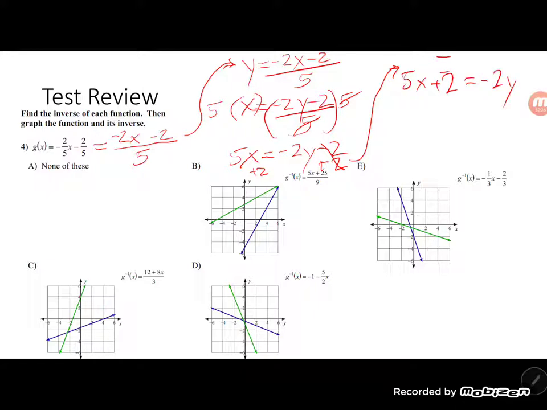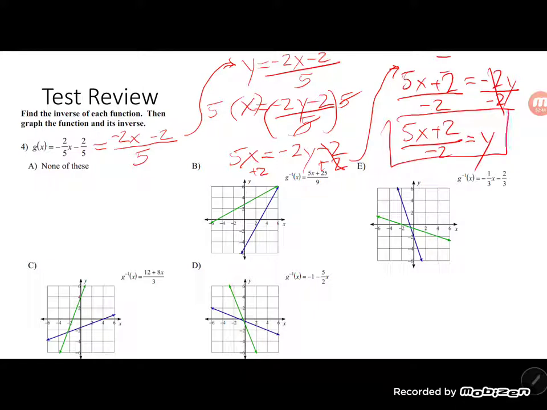Okay, so I'm almost there. Still got to get y on its own. I want to go ahead and divide by a negative 2 to get rid of that negative 2. So my negative 2's will cancel, and now I have 5x plus 2 divided by negative 2. And I think this was the one where your fractions kind of messed with you a little bit. So, yes, it is.